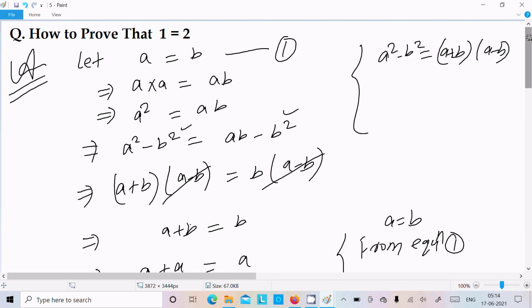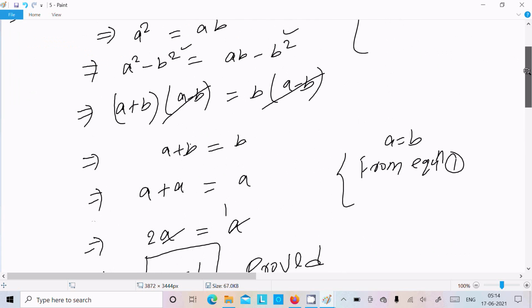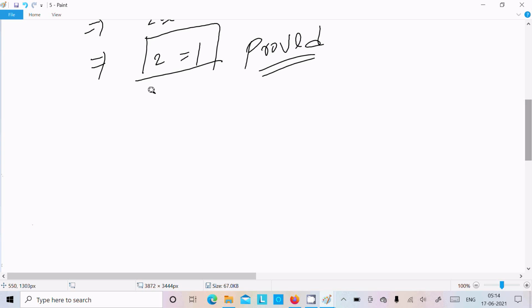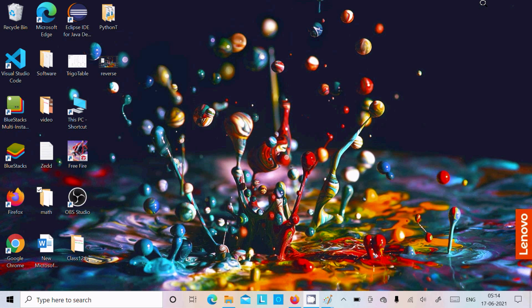So here we need to assume A equal to B. After doing some calculation, here you can get 2 equal to 1 or 1 equal to 2. Next, let's see another way.